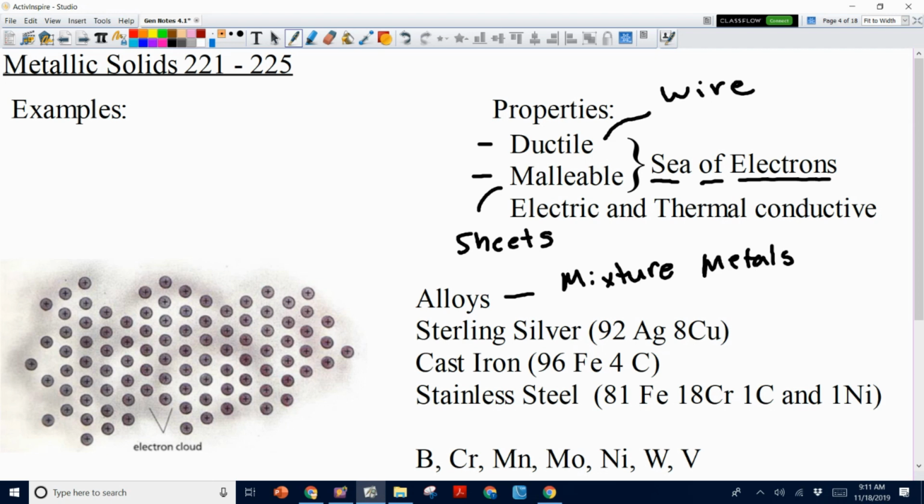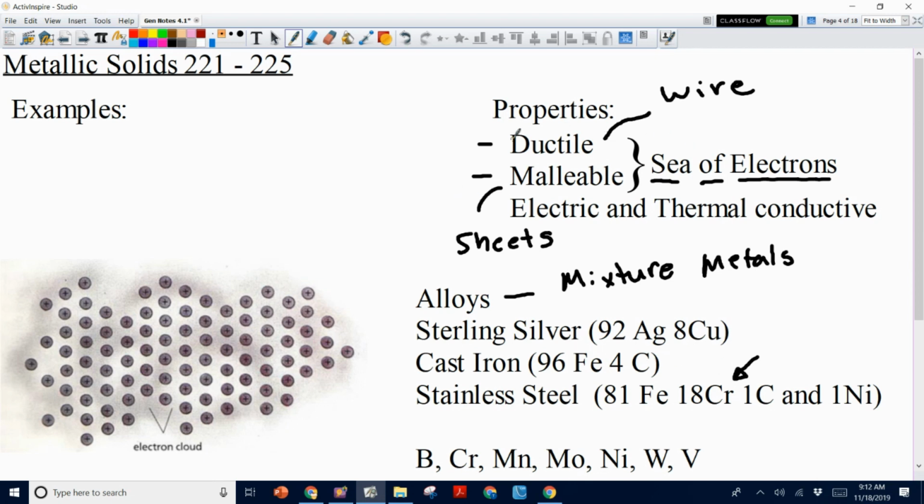Cast iron, like our cast iron pots and pans, is made out of 96% iron and 4% carbon. And stainless steel is 81% iron, 18% chromium, 1% carbon, and 1% nickel. With stainless steel, you can also mix up this percentage of chromium and maybe use other metals in that, but that's basic stainless steel. So some of the other metals in mixtures could be boron, chromium, manganese, molybdenum is Mo, nickel, tungsten, and vanadium. Tungsten is W.